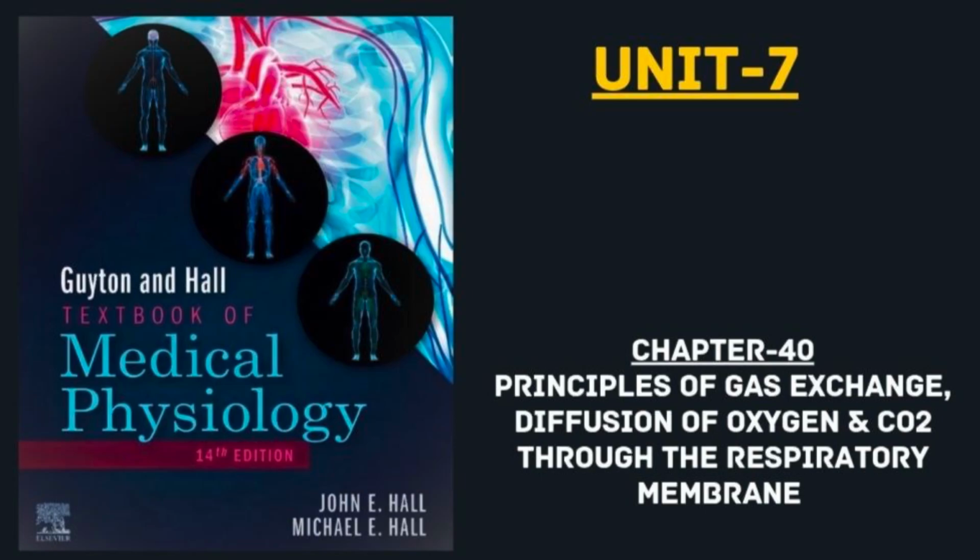This is the engine. The bigger the difference between the pressure in the lung air and the pressure in the blood, the faster the gas moves. If the pressure is equal on both sides, nothing moves. Net diffusion stops. Makes sense.